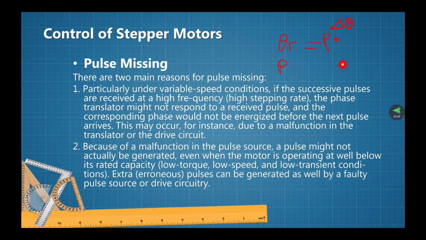So the second interpretation of the missed pulse is that the pulse actually reached the translator, but the corresponding motor phase was not energized because of some hardware problem in the translator or other circuit. In this case, the next pulse reaching the translator will not energize the phase corresponding to the missed pulse, but will energize the phase corresponding to the next pulse. This interpretation is termed missing phase activation.